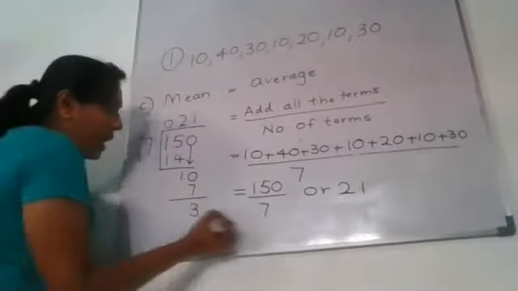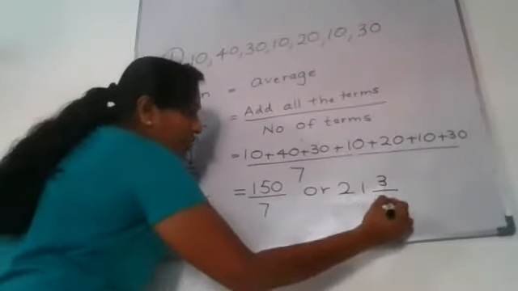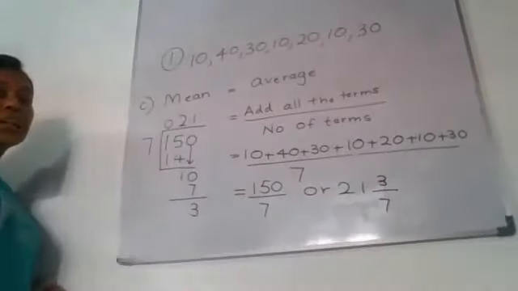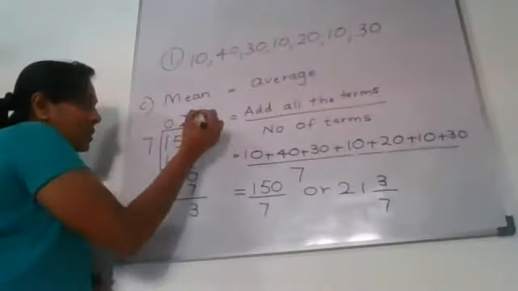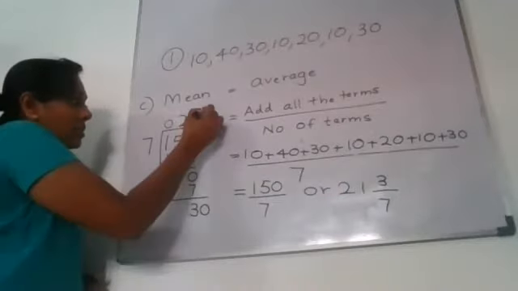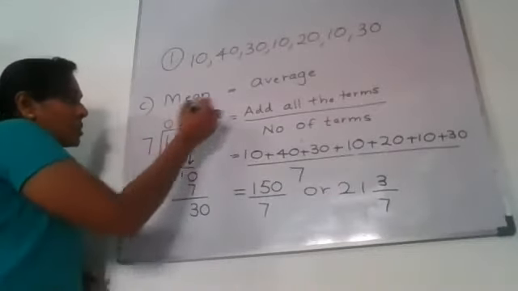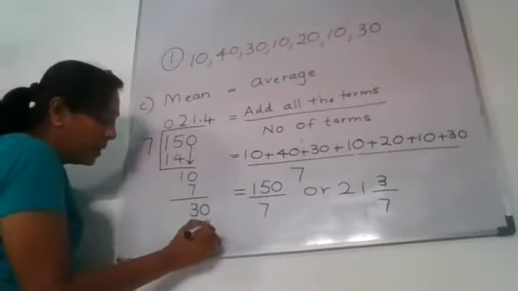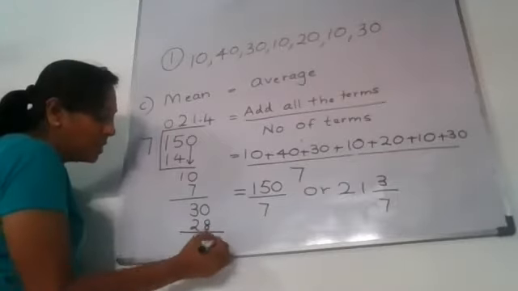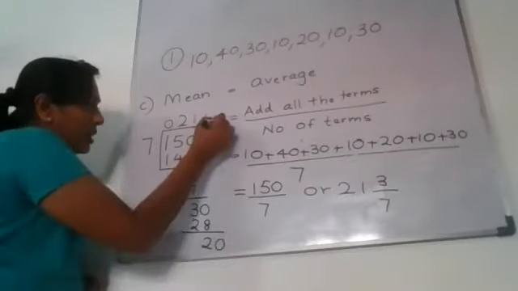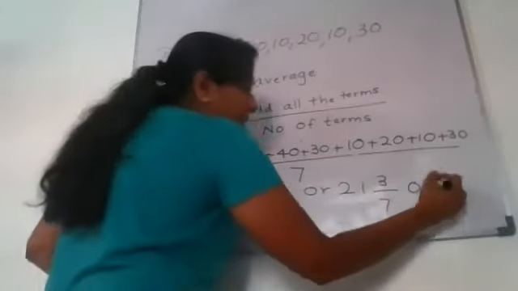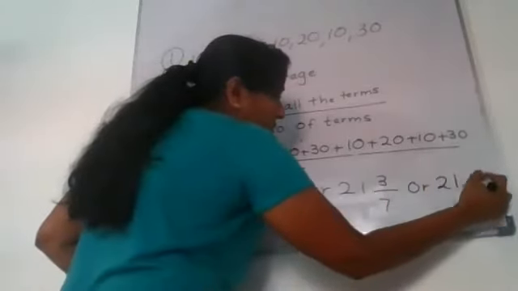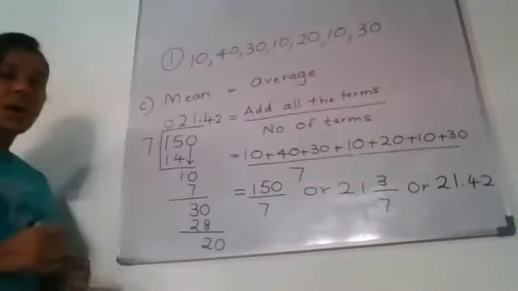21 and 3 out of 7. Or else you can simplify further, right? So I will get the decimal. Then inside 30, I have 4. 7 times 4, it's 28. 2 remain. So inside 20, again 2. Or I can write 21.42. So that is my mean.